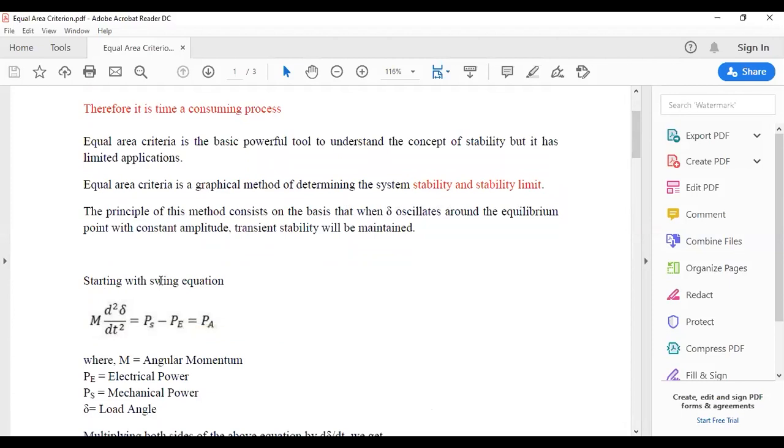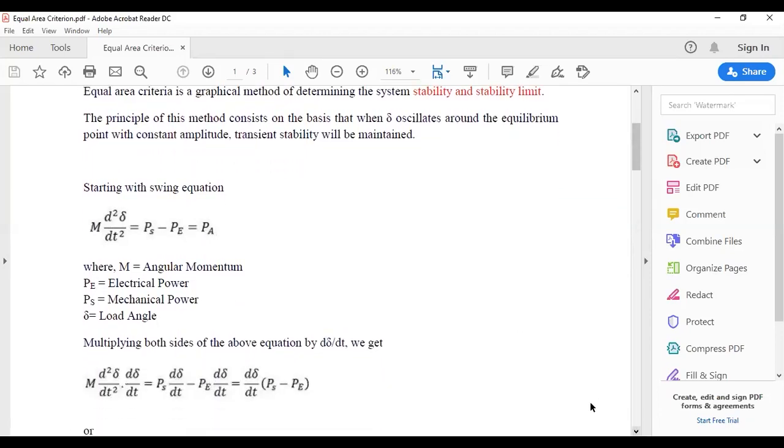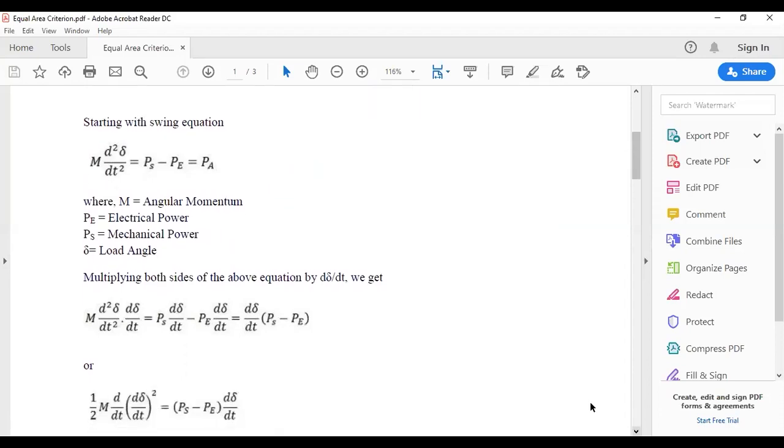So we will start from the swing equation. This one was our swing equation. Here, Ps is the mechanical input power to the generator or alternator, and Pe is the electrical output power. Pa was the accelerating power. Already we know this. Now we'll start from here. What will we do here? Multiply this equation.